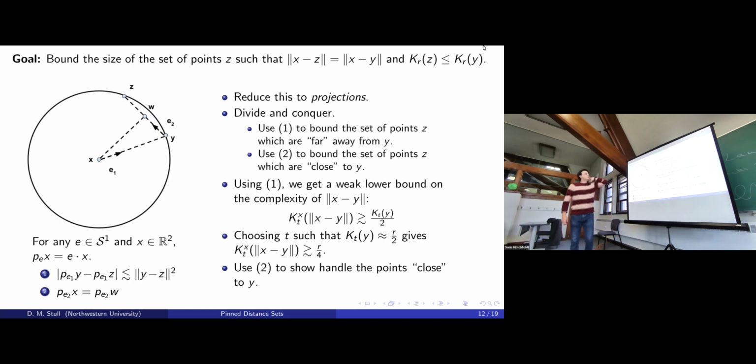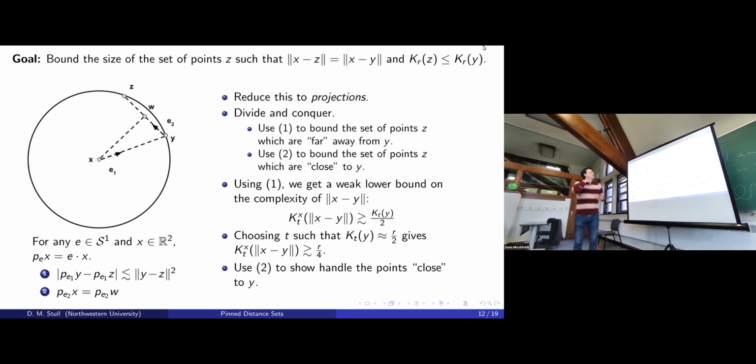We want to reduce our goal of bounding the set of points on this circle to projections. The reason this is a natural thing to do is that projections are much better understood. They're very nice: they're linear and they have all these nice properties. So if we can do this, then our lives are a lot easier.